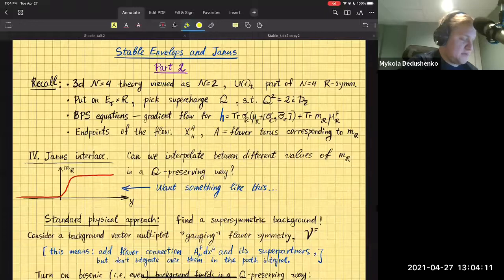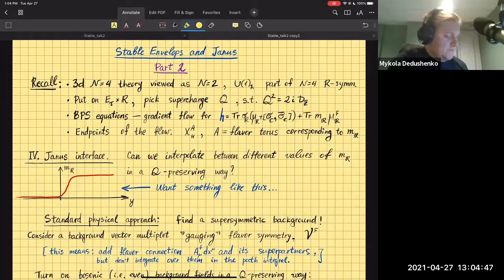And then we found that the BPS equations, the configurations in which the physical theory localizes, were given by gradient flows for this particular Morse function. The endpoints of the flow were fixed points of the Higgs branch, fixed with respect to some torus A, which corresponds to flavor symmetry, and that torus is determined by the mass parameter, the real mass that appears in this function.